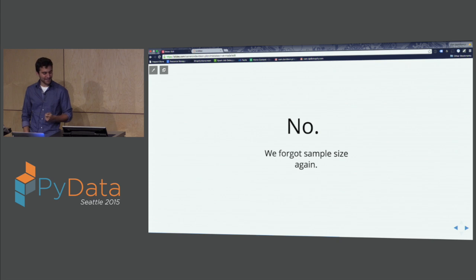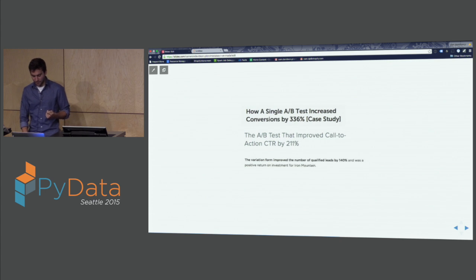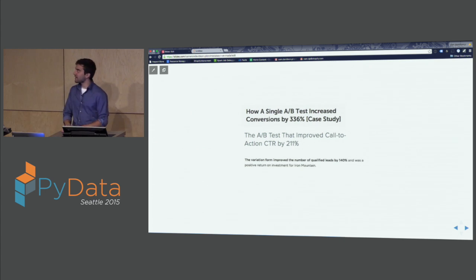I forgot sample size, and it's so important, that sample size number. So what happened? And you might have seen headlines like this, and these always make me laugh. How a single A/B test increased conversion by 336%, or 211%, and below that it's like 140%. I saw one that was like 1,000% increase, and the gentleman in the article called it a unicorn experiment, and that just made me laugh. So what's causing these enormous lifts? What's going on here? Are these people just getting the decimals wrong or something?